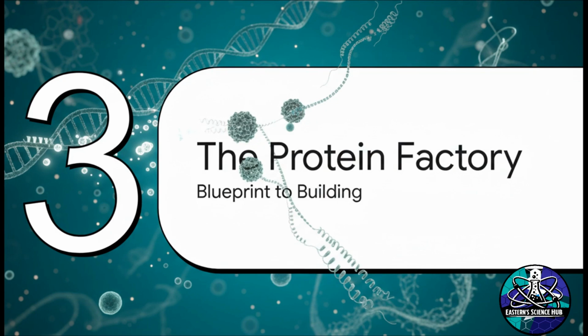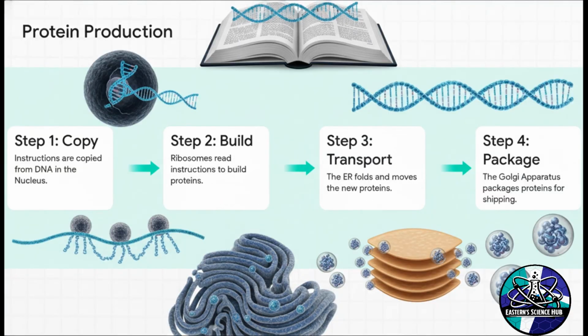Okay, so we've seen where the instructions are kept safe. Now let's see how the cell actually uses those instructions to build things. Welcome to the cell's protein factory. The whole process works just like an assembly line. It's pretty cool. Step 1. A copy of the instructions is made from the DNA, right there in the nucleus. Step 2. These little things called ribosomes grab that copy and use it to build proteins. Step 3.